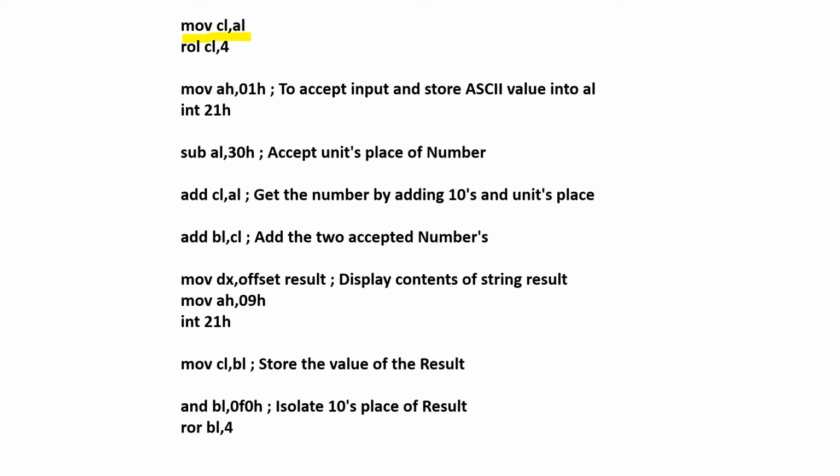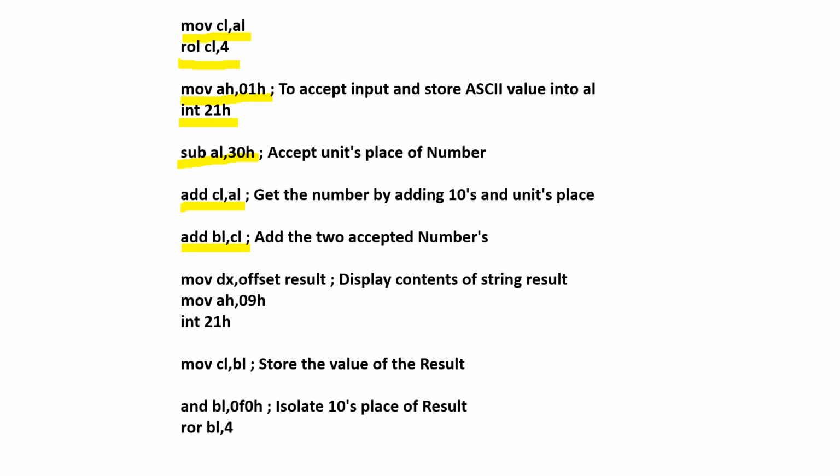Mov cl, al, rotate left cl by 4 units. Then we want to accept the ones place number. Use mov ah, 01h, int 21h, sub al, 30h. Then we add these two numbers, tens place and ones place: add cl, al. We get the second number. The second number is now stored in CL. The first number is stored in BL.